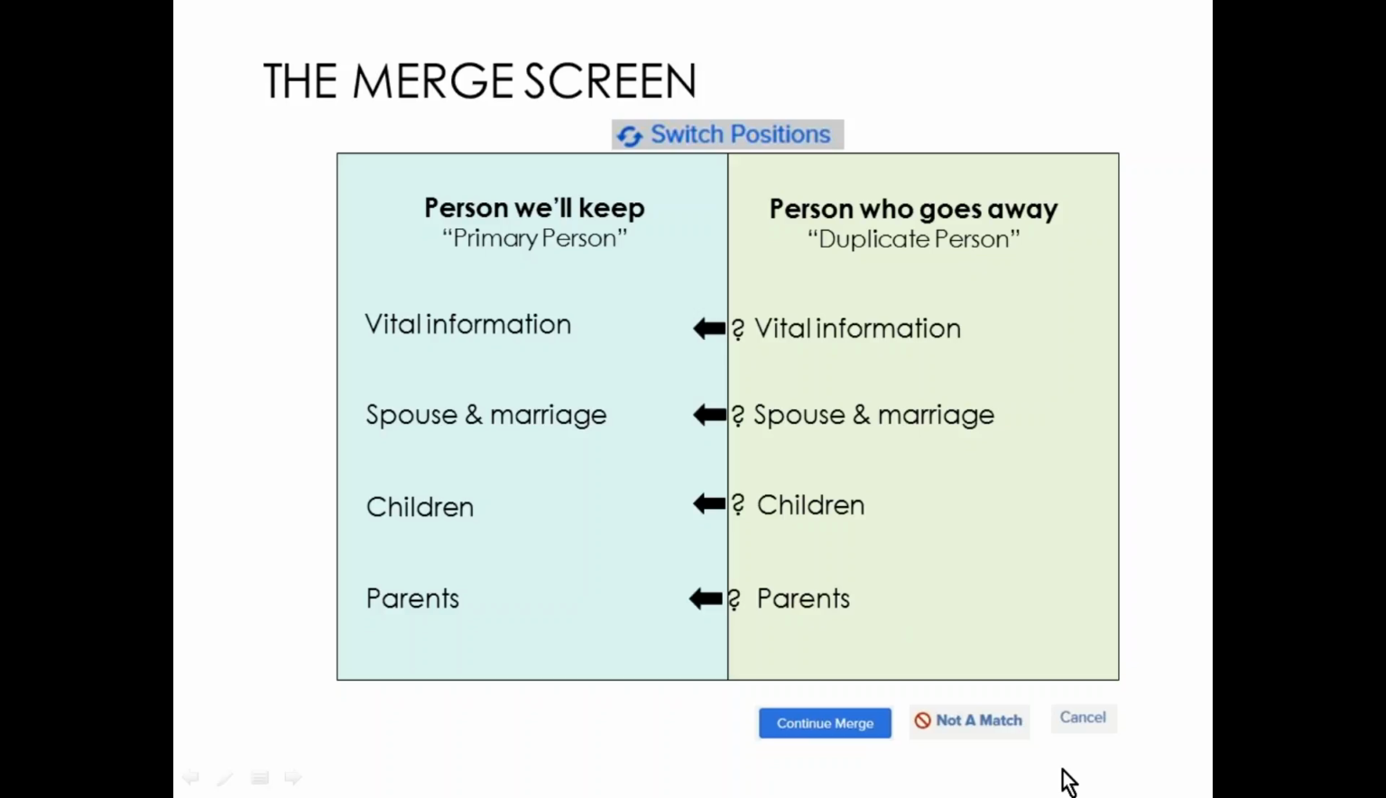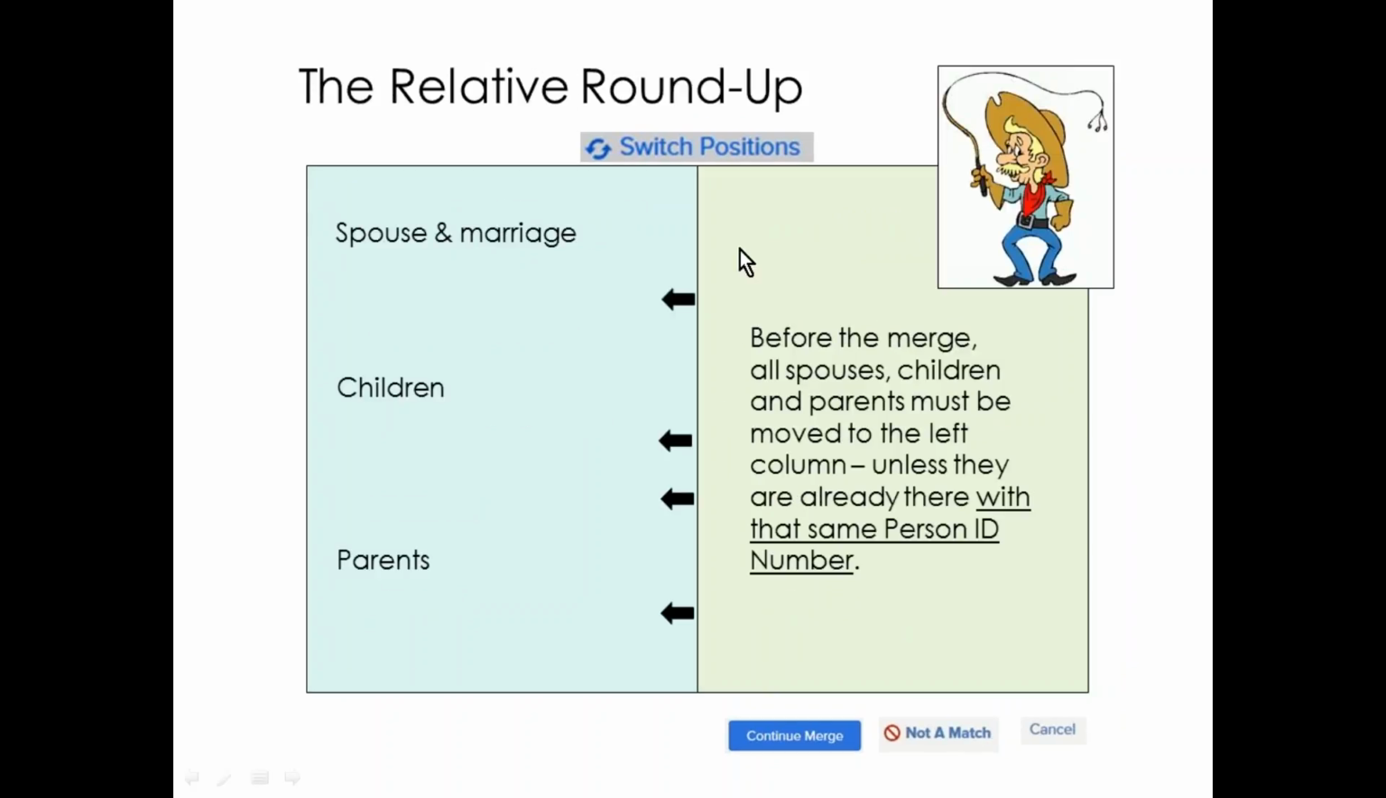Okay. So that's essentially an overview of the merge screen. And the point that I would like to especially leave you with is that during the merge process, it's very important that we pull all of the people to the left-hand side before we actually merge. Before the merge is completed, all spouses, children, and parents must be moved to the left column unless they're already there with the same ID number. Let's say that this person has a child named John.